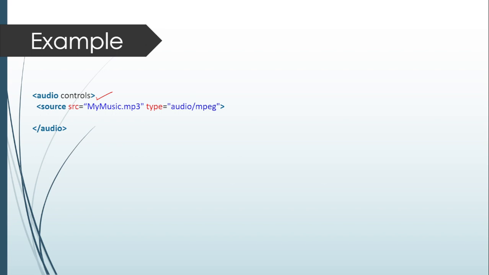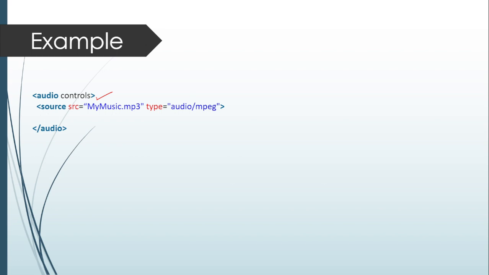After that, when you want to add the address of the music file or any audio file, you always need to write source, src equals to whatever the name of your file and its extension, for example .mp3, type equals to audio/mpeg. If you want to write the type, you can write, otherwise it's up to you. So this is the example.